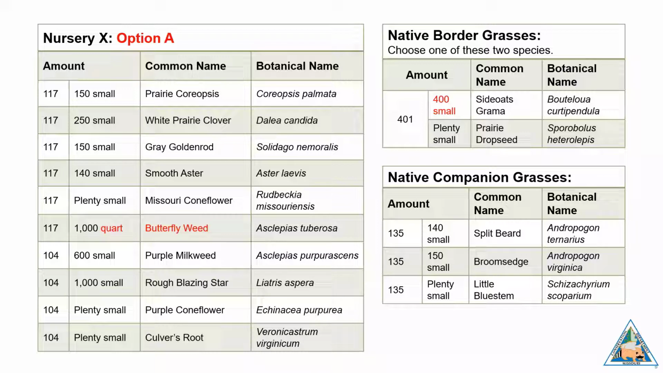I didn't have a preference, but because of the availability at the nursery, that determined which of those two species I was going to use in this project. I needed 401 grasses. Side oats grama, they only had 400. So even though that was one off, they did have plenty of prairie dropseed. So I just made life easy for myself and specified the dropseed instead of the side oats grama.